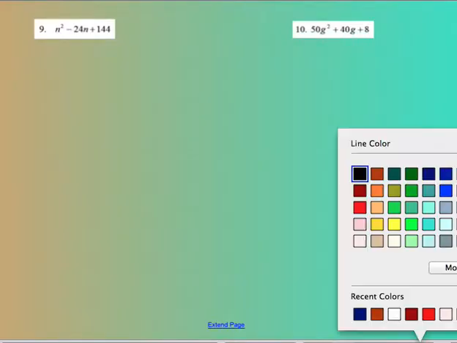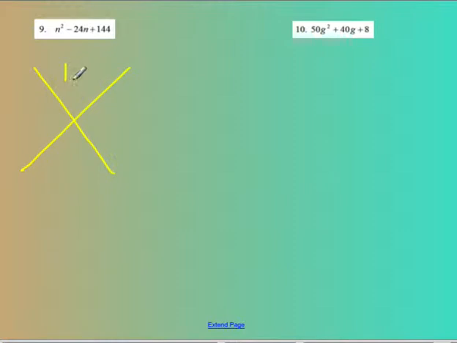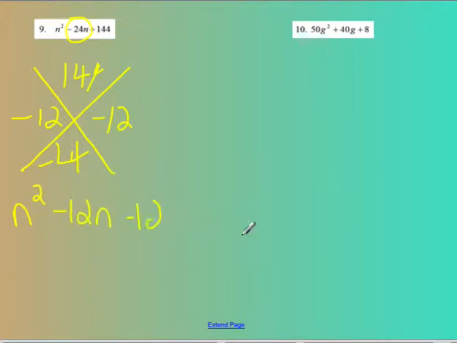So for number 9, I need to first set up my x. So I'm multiplying to 144 and adding to a negative 24. Again, positive product, negative sum, so that means both of my signs are negative. So what multiplies to a positive 144 and adds to a negative 24? That's going to be negative 12 and negative 12. So I'm going to use that to split up that negative 24. So n squared stays the same, then I have negative 12n minus 12n plus 144.